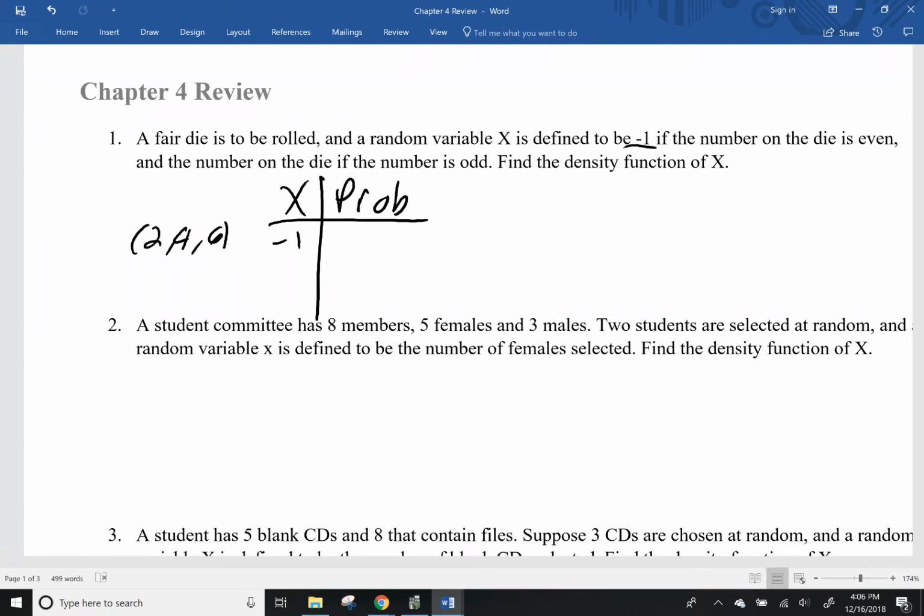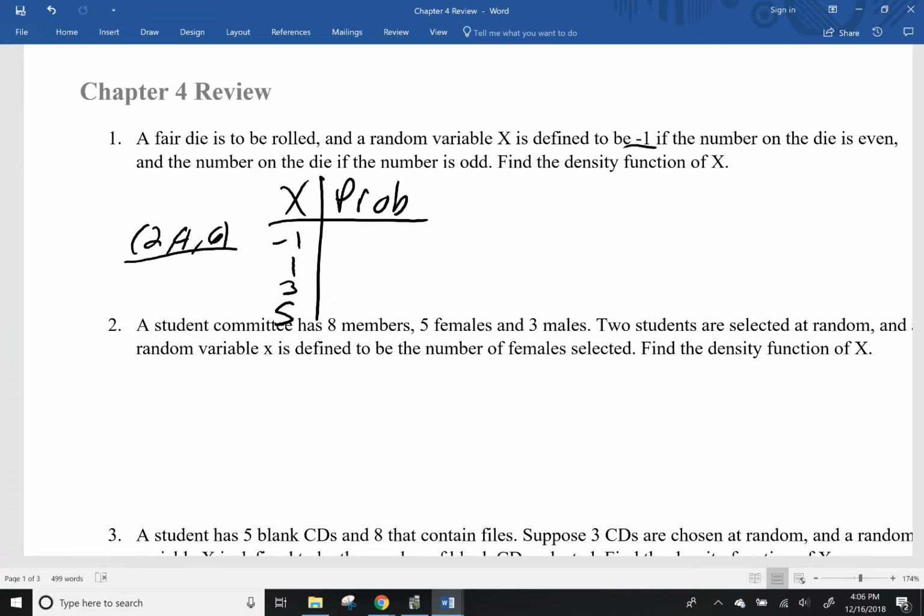And it's the number on the die if the number is odd. So if I roll a 1, then the number is a 1. If I roll a 3, then the number is a 3. If I roll a 5, the number is a 5. So those are my x values. My x values are -1 if I roll an even, and then it's the number on the die if I roll that number as an odd. So it's a 1 if I roll a 1. If it's a 3, I roll a 3. It's 5 if I roll a 5.